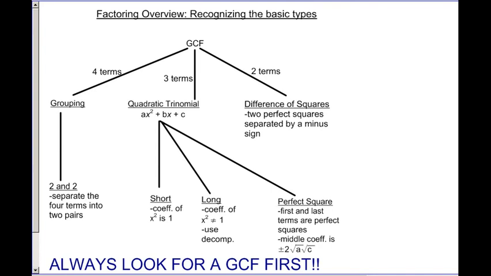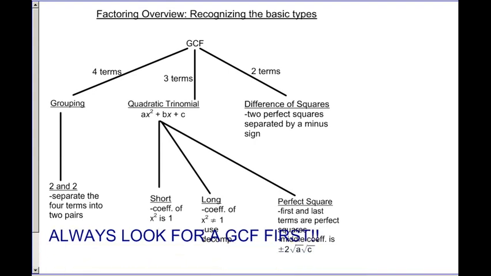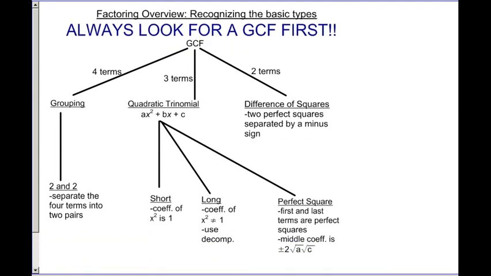The first thing you always need to look for when you're factoring is a greatest common factor, which I've called GCF. So always look for that first. After you've done that, all you need to ask yourself is how many terms are there? If there are 4 terms, we'll look at the technique of grouping.